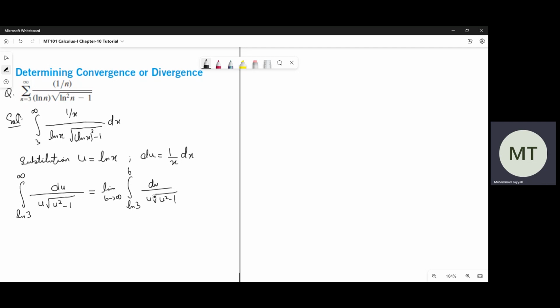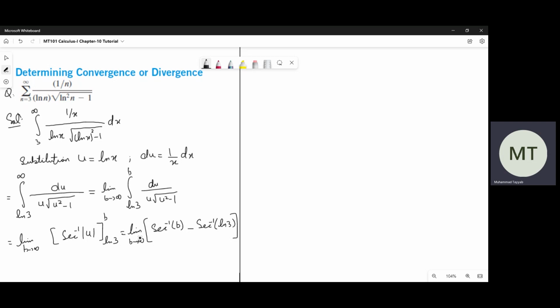So let us make the integration. The formula for 1 upon u times square root of u squared minus 1 is the secant inverse. So this says limit as b approaches infinity, secant inverse of u, with all values positive, from natural log of 3 to b. Once you apply the upper and lower limits, this becomes limit as b tends to infinity of secant inverse of b, since all values are positive, minus secant inverse of the lower limit natural log of 3.